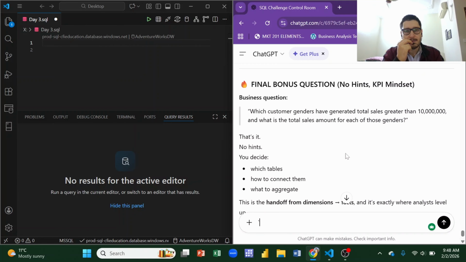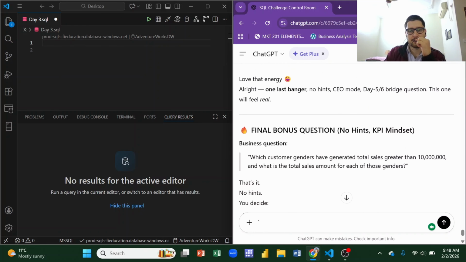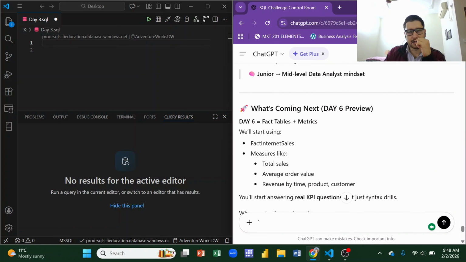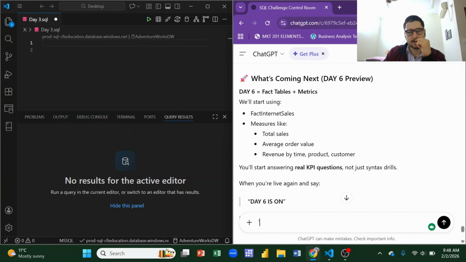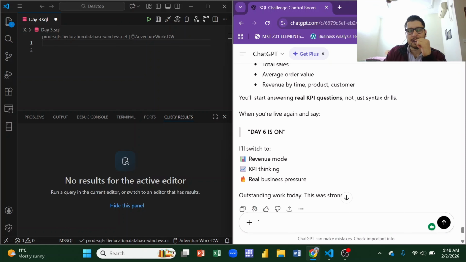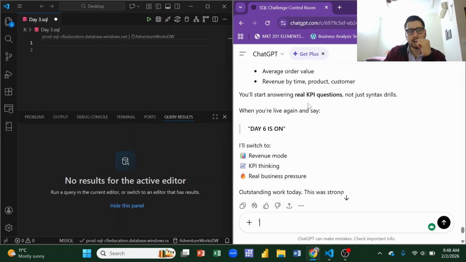Today we will be focusing on day 6, and the agenda for today is using fact tables plus metrics. We will be using the fact internet sales, which is a fact table, and then we will be focusing on measures like total sale, average order value, and revenue by time, product, and customer. Hopefully we will be answering some real KPI questions which are more common in the field of practical SQL.